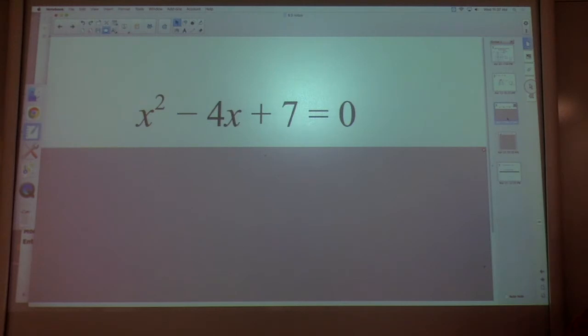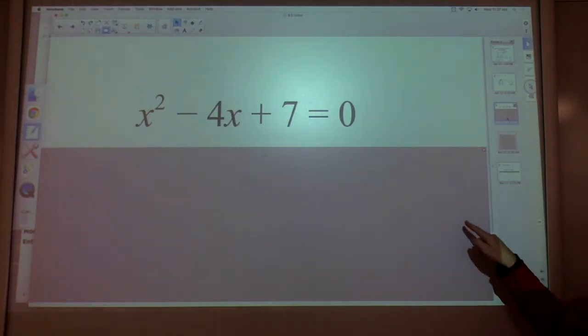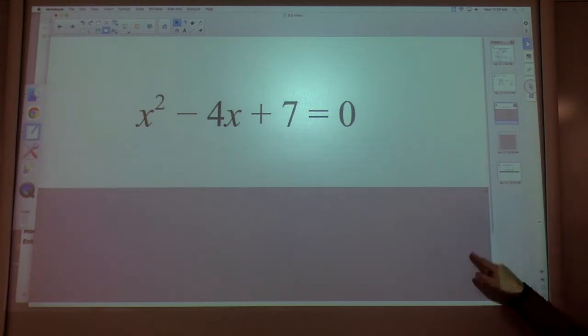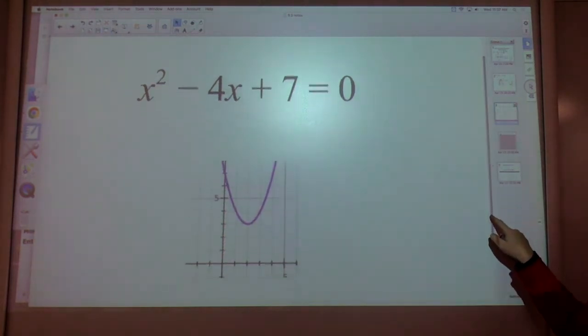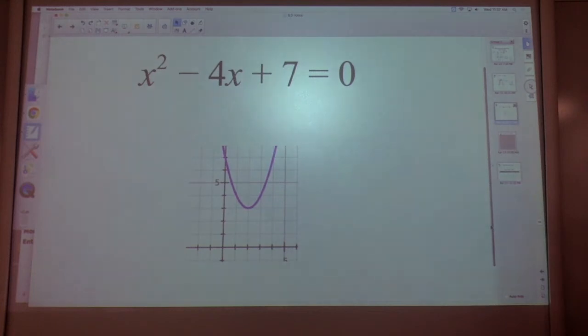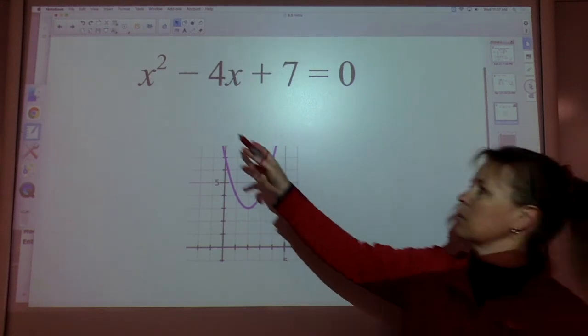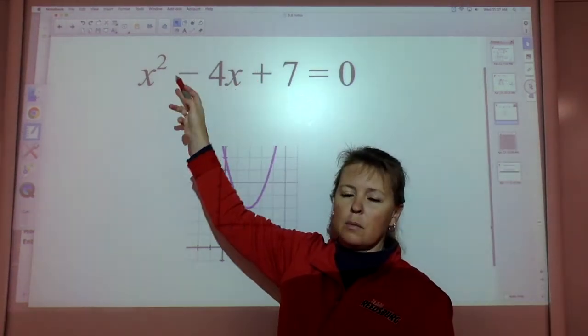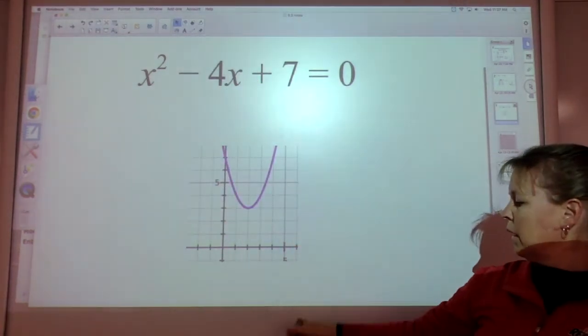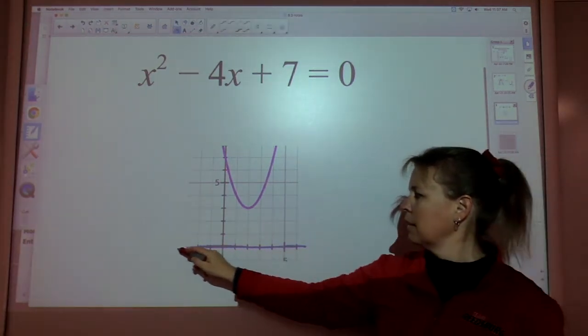But then we have this one, pause it and write it down. X squared minus 4x plus 7 equals 0. You graph it, and you go, wait a second. That graph is never going to hit 0. No matter what number I can possibly come up with for x, that's a real number, I will not have an answer because it has to hit the x-axis.